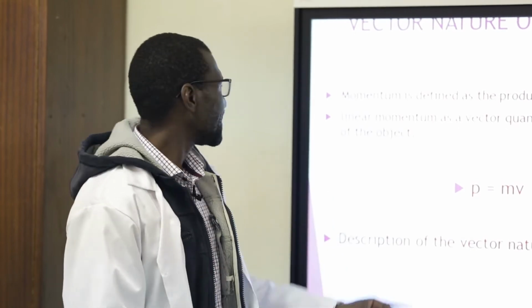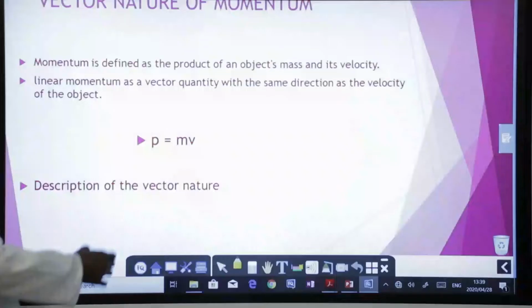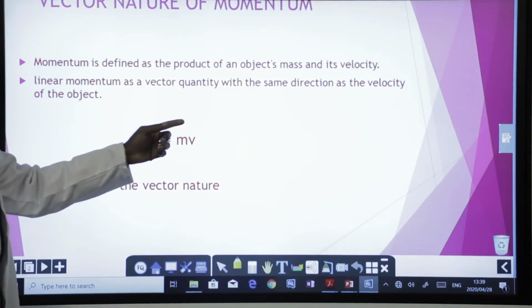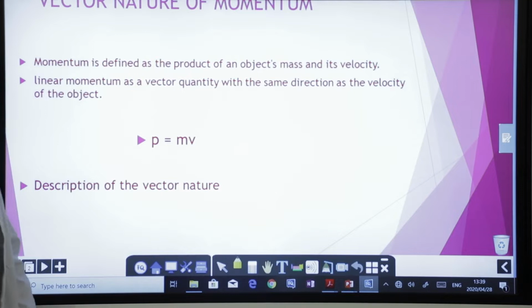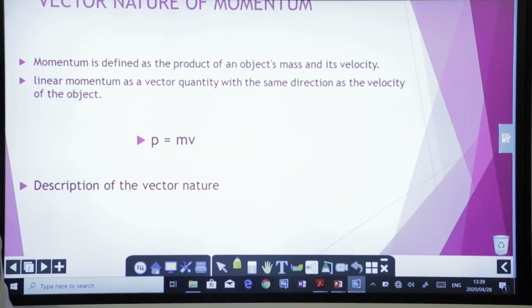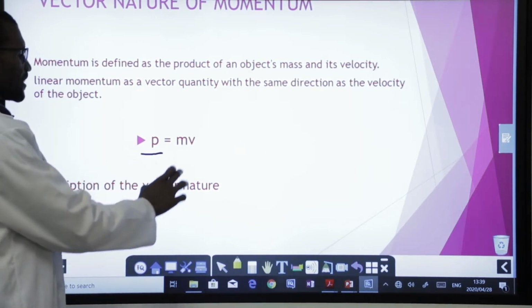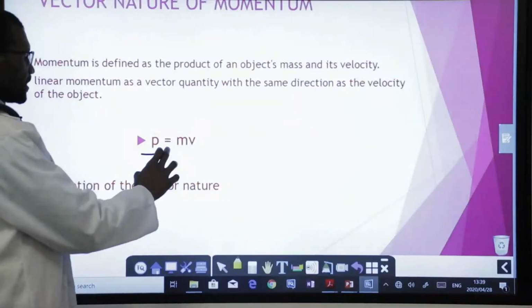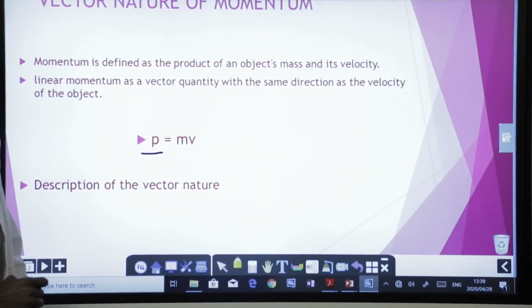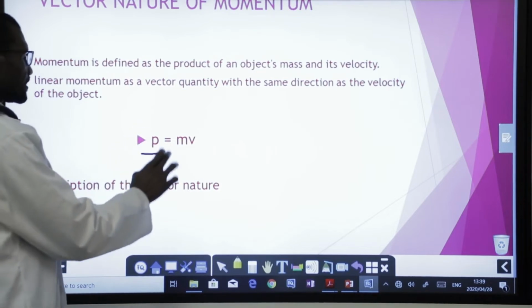How about a bullet train? That's something to think about. All right, linear momentum is looked at as a vector quantity with the same direction as the velocity of the object. That's what we call the linear momentum. But momentum in calculation is given the symbol P, small letter P, equal to mass multiplied by V, which is the velocity. So let's look at it.